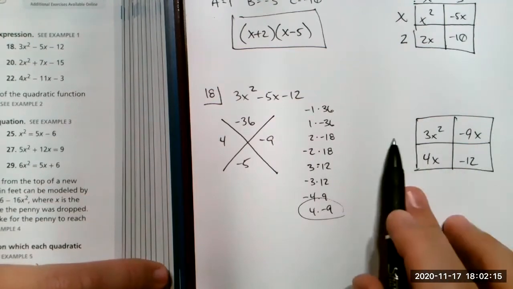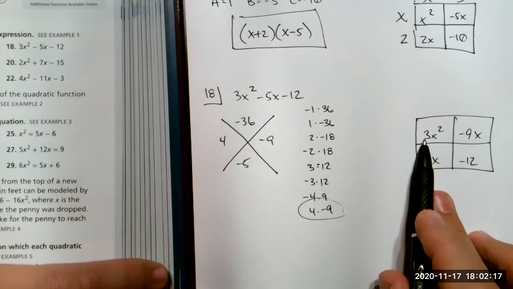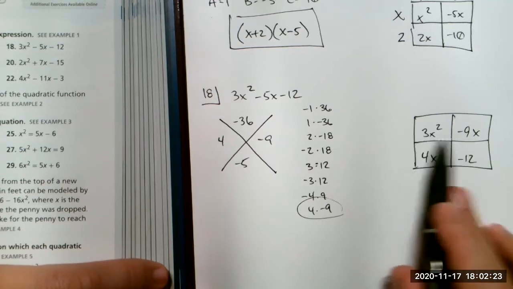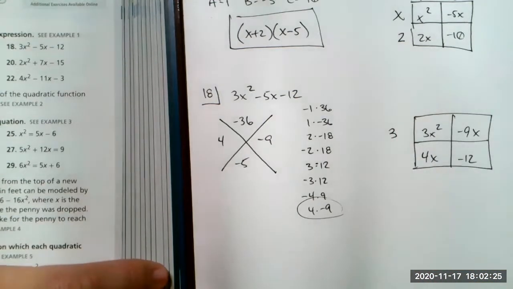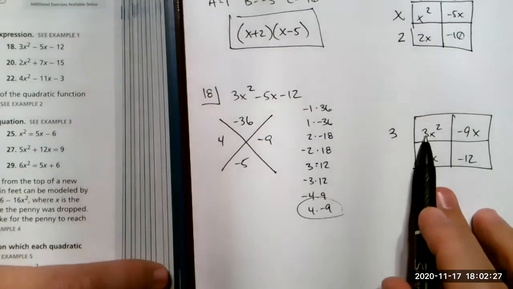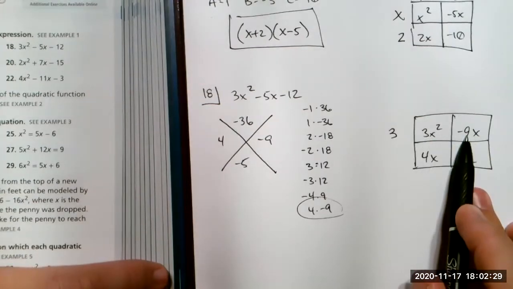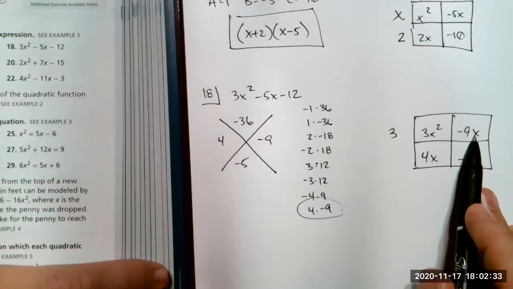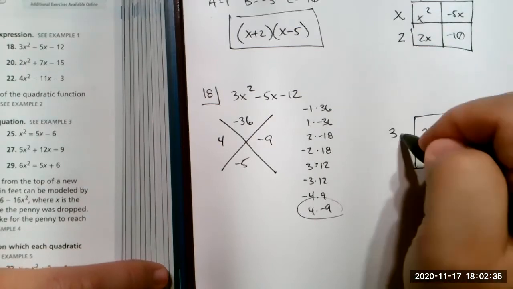So now I'm going to take out the greatest common factor. So with the first row, 3x² and -9x, I think both of those can be divided by 3. Right? 3 divided by 3 is 1. -9 divided by 3 is -3. Then there's an x squared and an x. So in this case, we're actually going to take out an x as well.